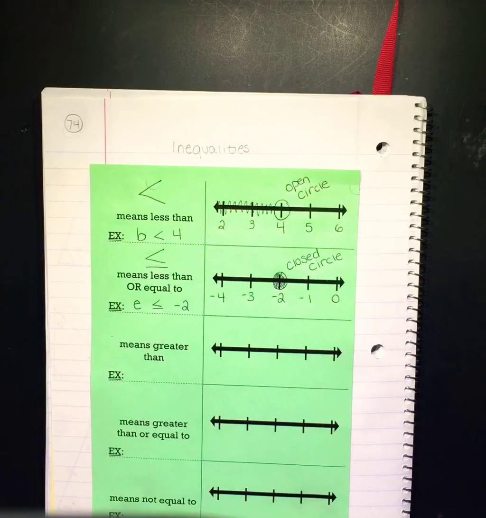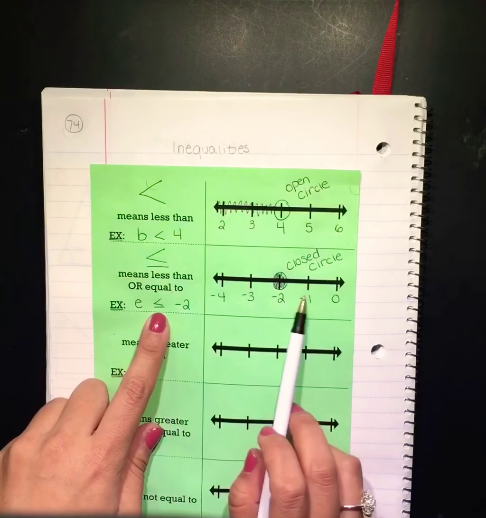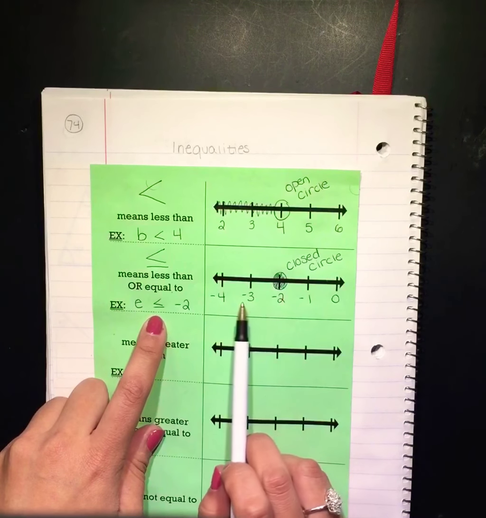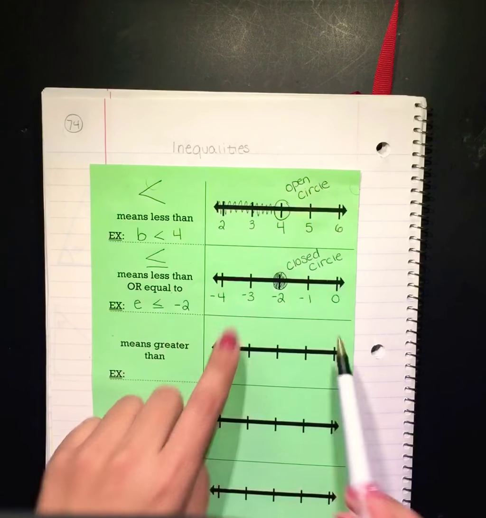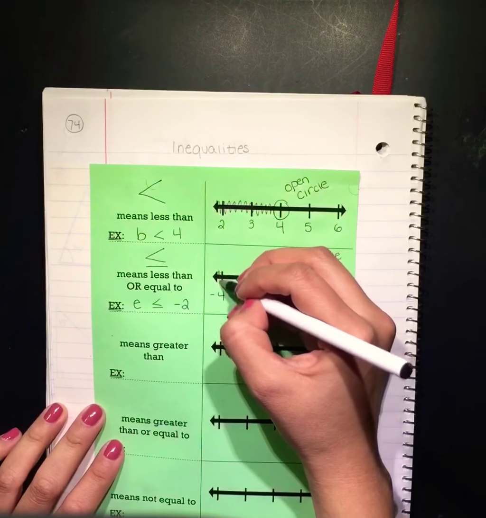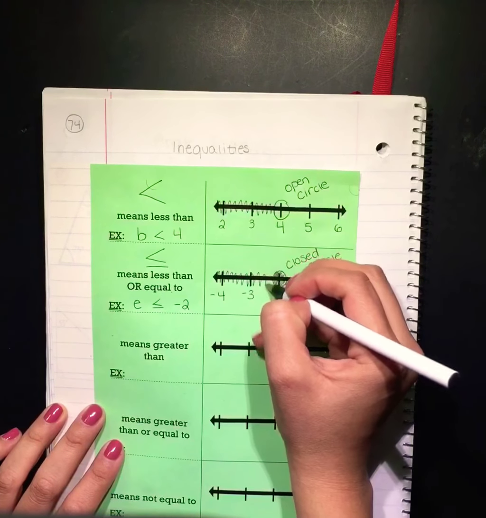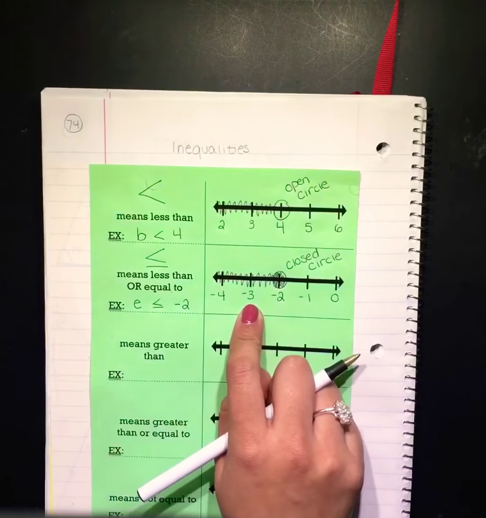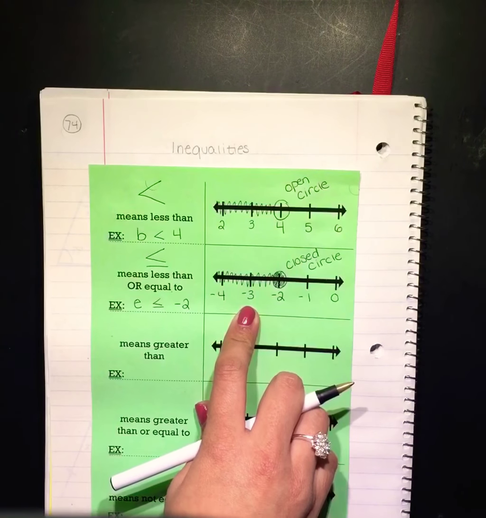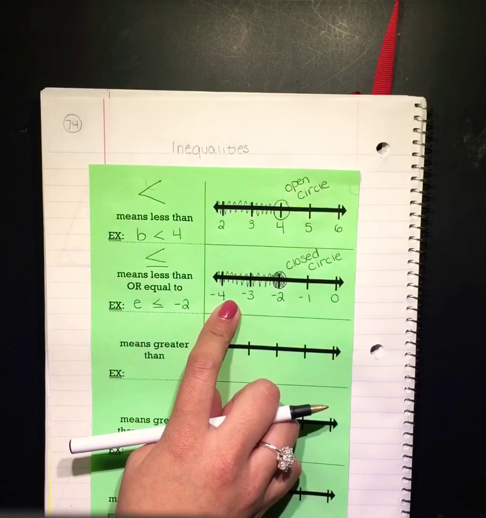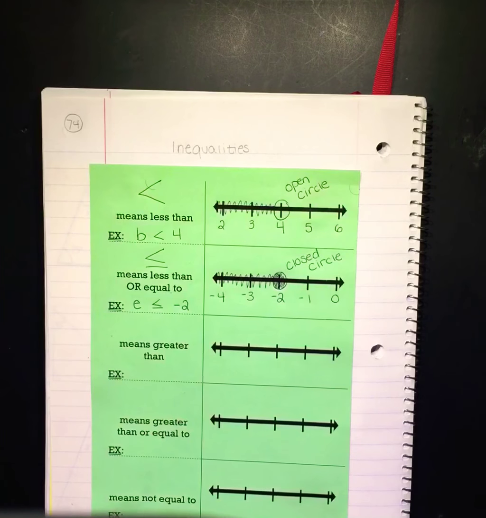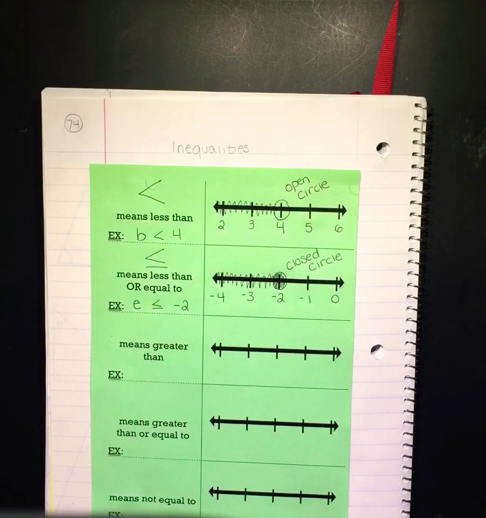Okay, and now we need to figure out which way are we going to shade. Which way are we going to shade? Means less than, so which way? Left. To the left. Estos números, aunque se miran que son más grandes, son más negativos, so they're actually smaller. They're more negative. I know that sounds weird, but they're the bigger negative numbers on the left.